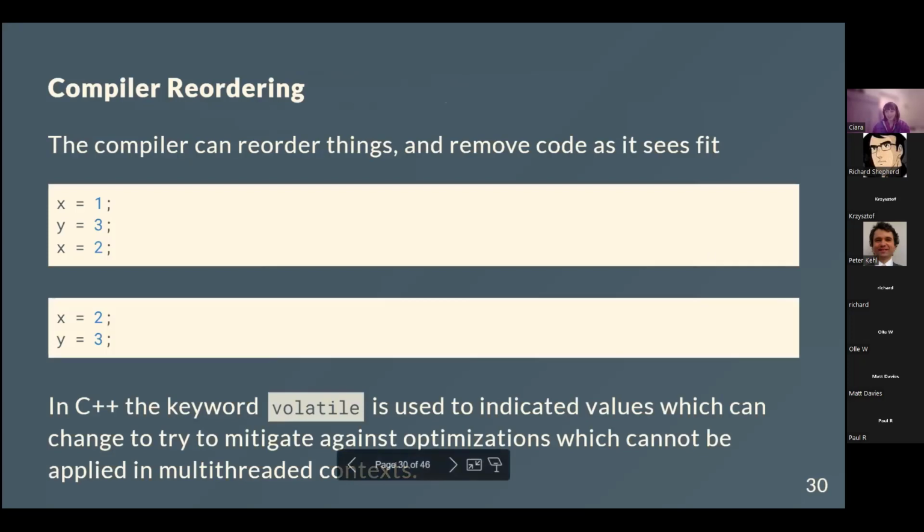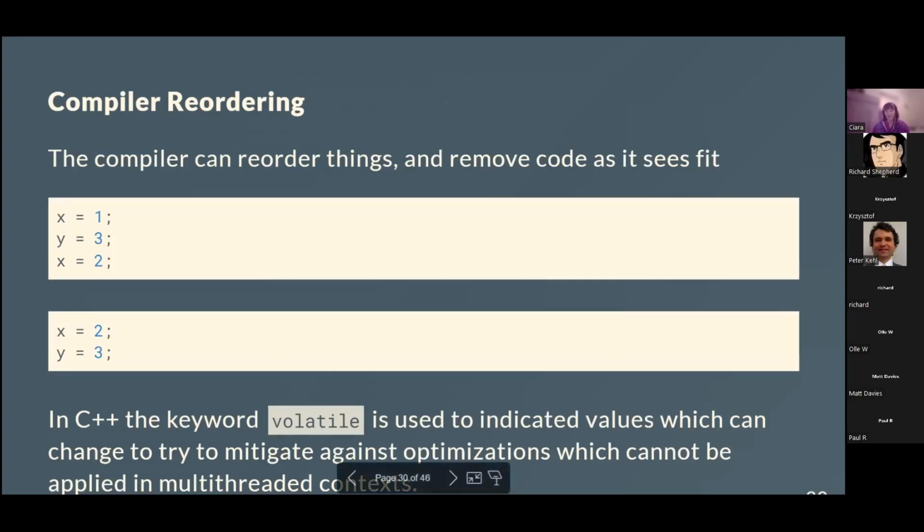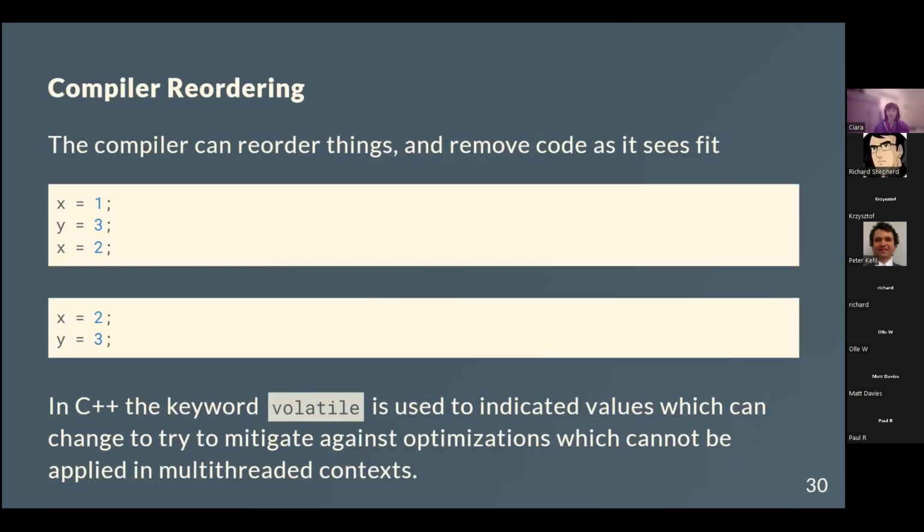The reason we need to think about ordering is for two reasons. The first one being the fact that the compiler can reorder things. So our code might say x equals 1, y equals 3, x equals 2. But the compiler sees that and says, do you know what? I'm not going to bother setting it to 1. I'm just going to set it to 2, and I'm going to do that first, before I set y equals 3. So the order of events in our single thread of code is not consistent. It's not what we wrote. It's not what we wrote down.